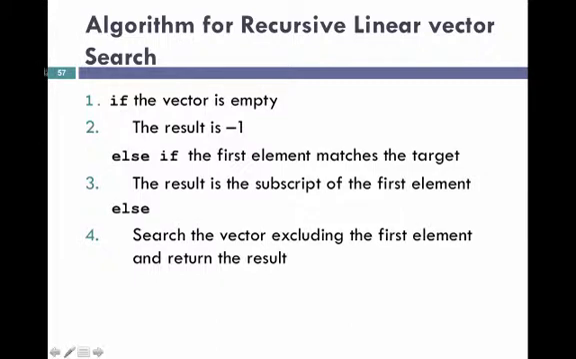Now, if the vector is empty, the result is -1. If the first element matches the target, then the result is the subscript of the first element. Else we search the vector excluding the first element and return the result. This is the recursive case.